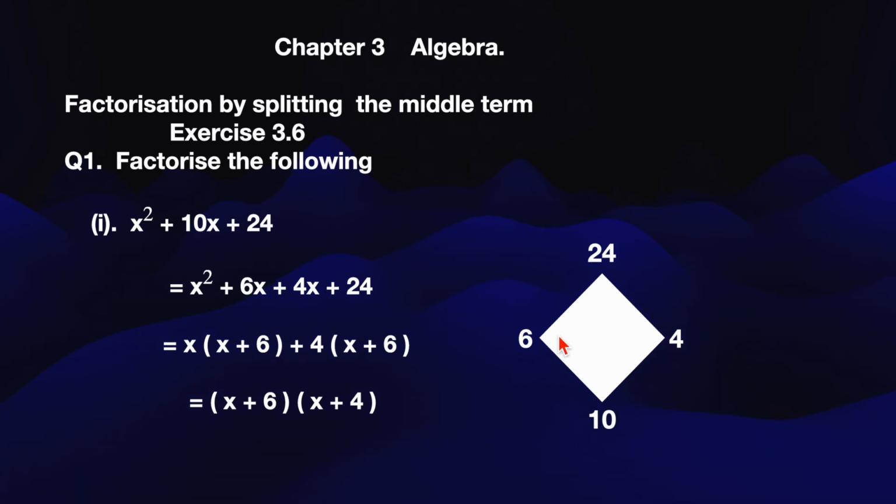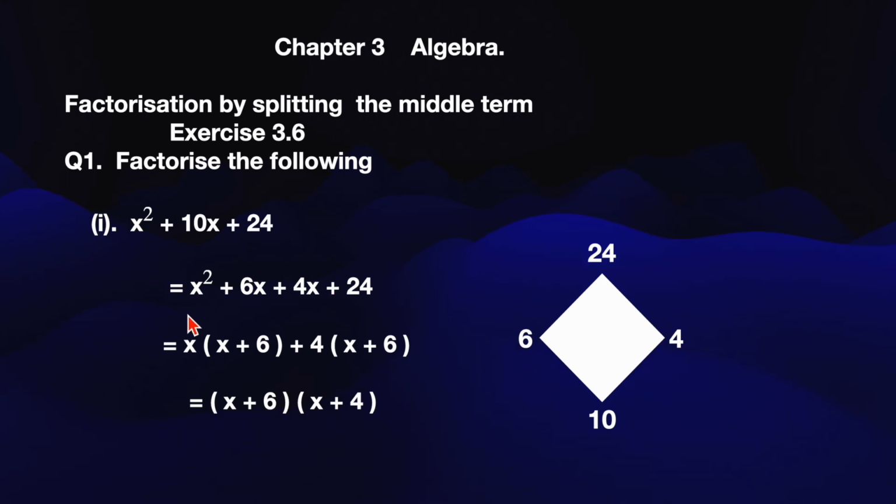By trial and error, you can first try 12 into 2. 12 twos are 24, but 12 plus 2 is 14, so that will not work. Next you can try 6 into 4 is 24, and 6 plus 4 is 10. So the two required numbers are 6 and 4. So we are going to write 10x as 6x plus 4x. Replace 10x by 6x plus 4x and then factorize.